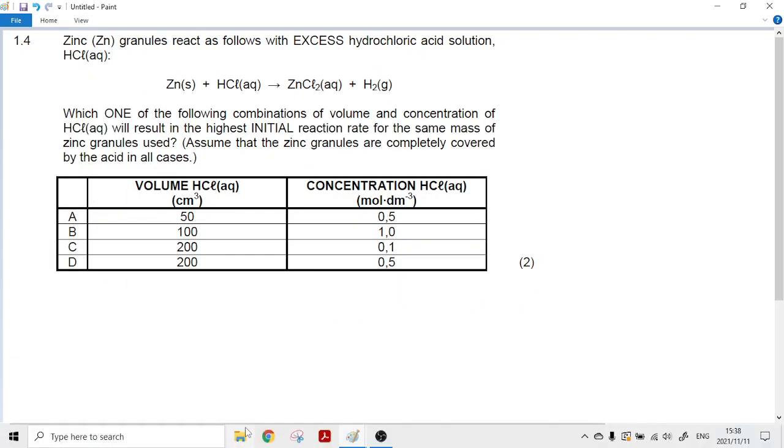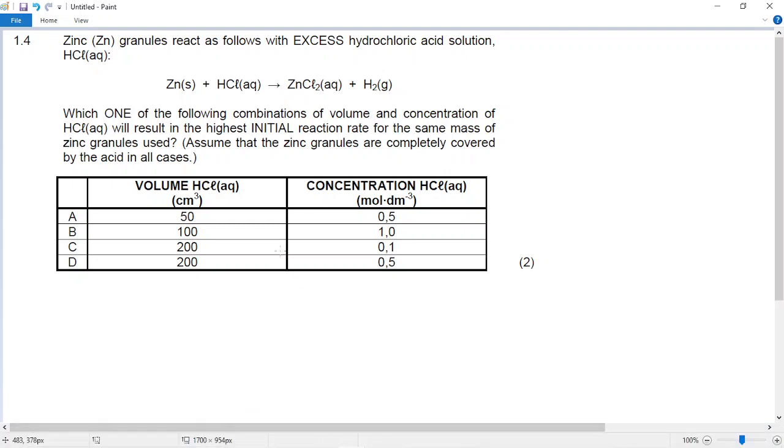Okay, is this the correct question? Are we 1, 2, 3, 4? Yes, question 1.4. Zinc granules react as follows with excess hydrochloric acid solution. So this is zinc metal plus hydrochloric acid gives you zinc chloride and hydrogen gas. Which one of the following initial combinations of volume and concentration of hydrochloric acid will result in the highest initial reaction rate for the same mass of zinc granules used? Assume that the zinc granules are completely covered in all cases.